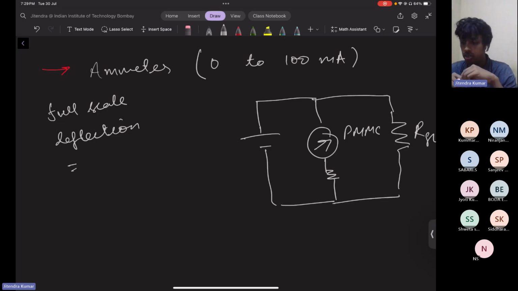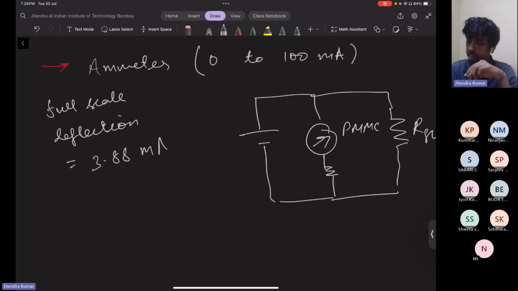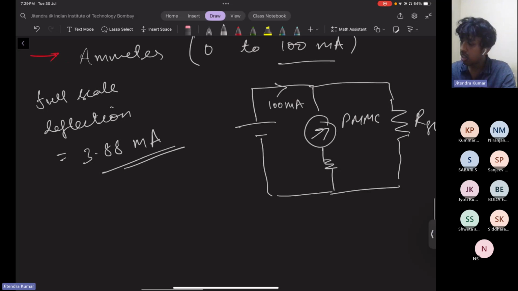We have calculated it earlier in the question, right? Full scale deflection. Do you recall, 3.88 milliampere was the full scale deflection current for the PMMC device. Now, when we have to convert it into an ammeter with 100 milliampere of full scale current, when 100 milliampere flows here, this PMMC should have 3.88 milliampere. The remaining current will go into the shunt branch.